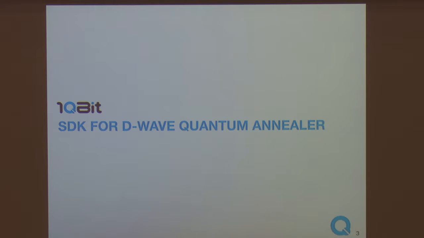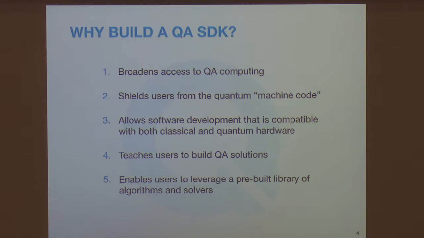So the rest of the talk will be based around our software development kit for the D-Wave quantum annealer. And I'm sure you're all familiar with this technology. So why do we want to build a quantum annealing SDK? We want to broaden access to quantum annealing computing. We want to let people who are not necessarily mathematicians or physicists access adiabatic quantum computing methods. We want to abstract away from the quantum hardware so people don't have to worry about words like quantum or binary optimization or quadratic polynomials, anything like that.